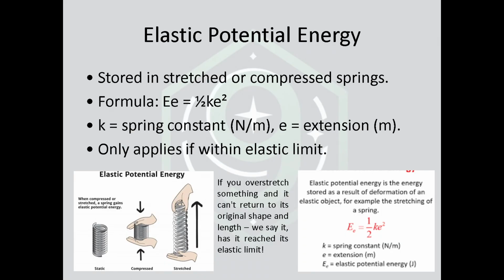Now we're going to move on to elastic potential energy in a bit more depth. It's essentially stored in springs or elastic bands when stretched or compressed, and it has the formula of 1/2 ke squared, where k is the spring constant. This will be given to you in the exam. It will be a number measured in newtons per meter, and extension is in meters.